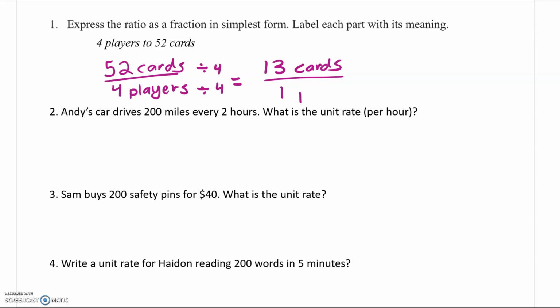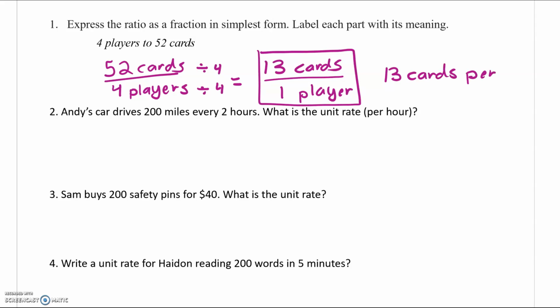per one player. So we could leave it as a fraction like this. That's totally fine. Or we could write it just kind of in sentence form. So we could say 13 cards per player. Either answer is acceptable, right? Either way, we're saying each player gets 13 cards.